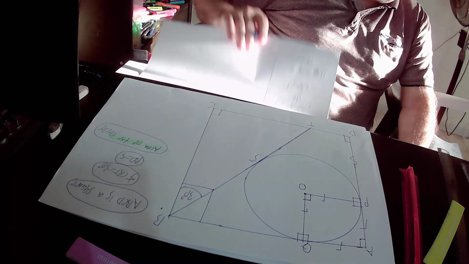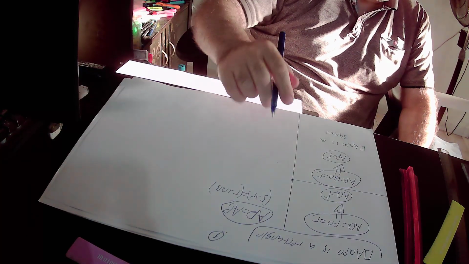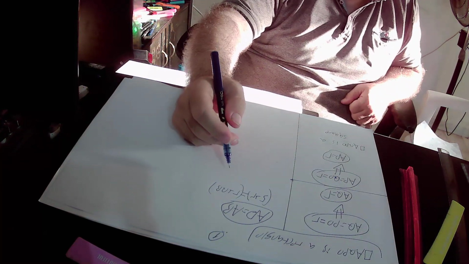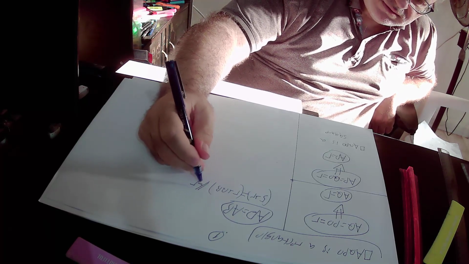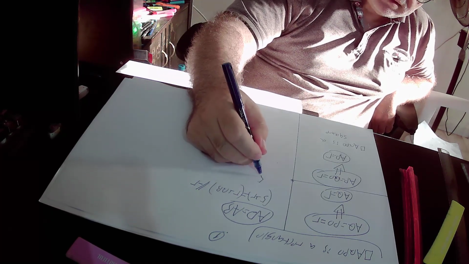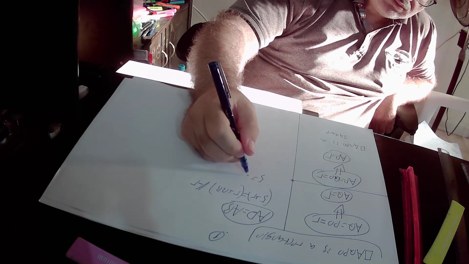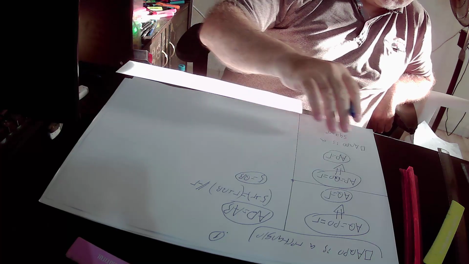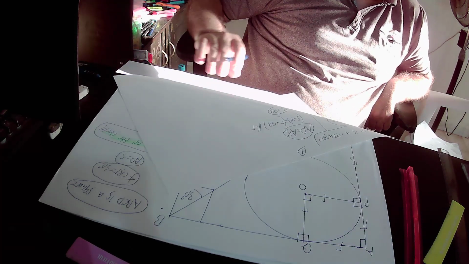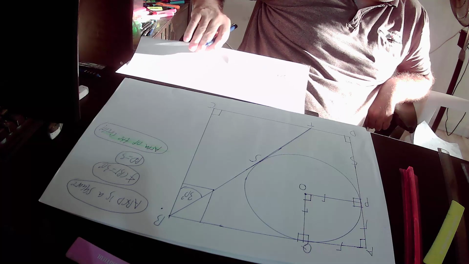So in conclusion, we found out that 5 plus R equals R plus QB. Here we subtract R from this equation, and we get that 5 equals QB, or QB equals 5 units. QB equals 5 units.